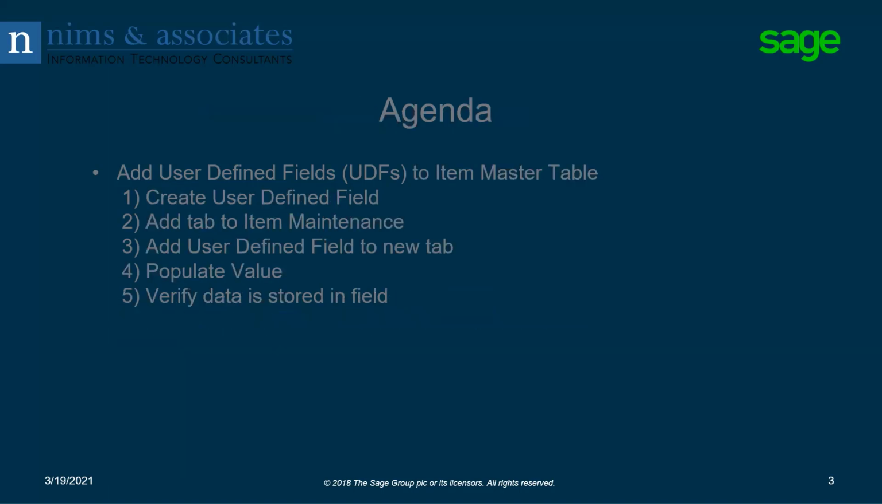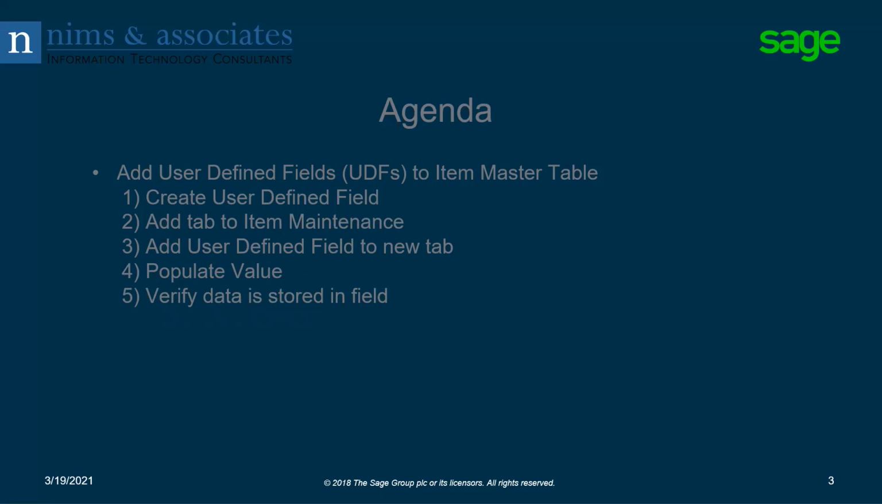So today we're just going to focus on the use of a user-defined field and a pretty simple example. We're going to add a user-defined field to the inventory item master table. So we're going to create the user-defined field, and then we're going to add a tab. We're going to modify the item maintenance screen to add a tab to hold that user-defined field. And then we'll add the user-defined field to the tab, and we'll populate some values, and then I'll show you where the data is stored and how we can get at it.